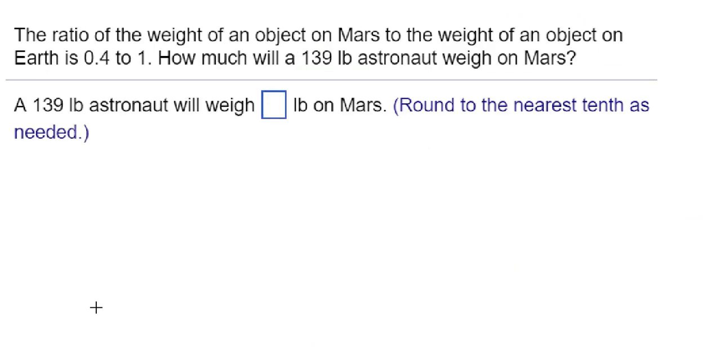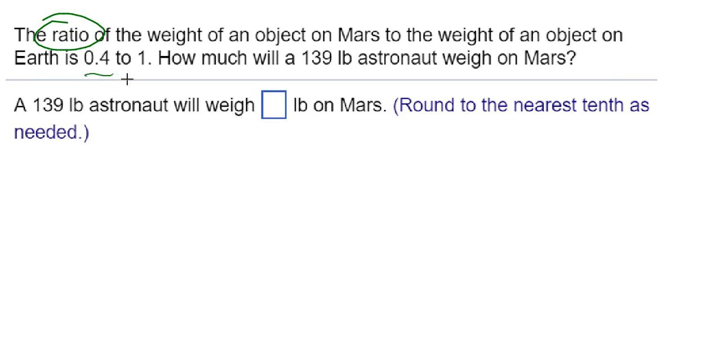The ratio of the weight of an object on Mars to the weight of an object on Earth is 0.4 to 1. How much will a 139-pound astronaut weigh on Mars? All right, so pause the video, see if you can figure this problem out, and then resume the video to check your progress. So this one is a proportion problem. I mean, it starts off with the word ratio. So what you want to do is set up two ratios and then set them equal to each other.